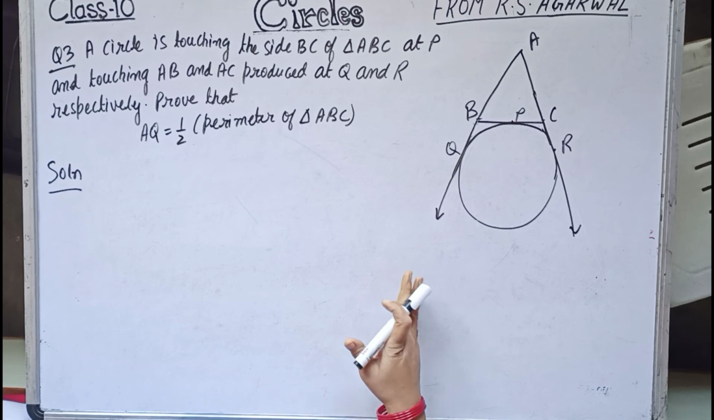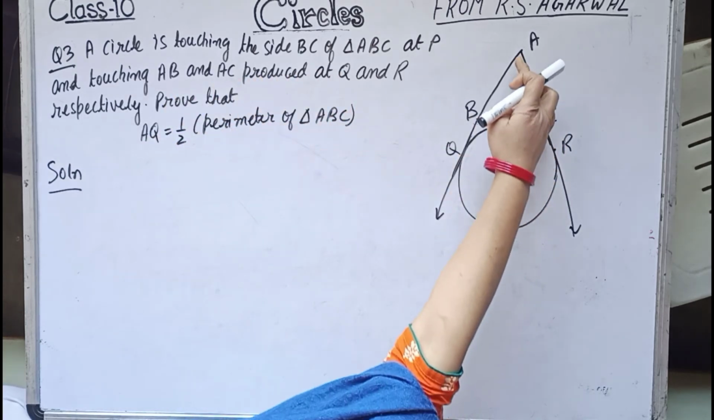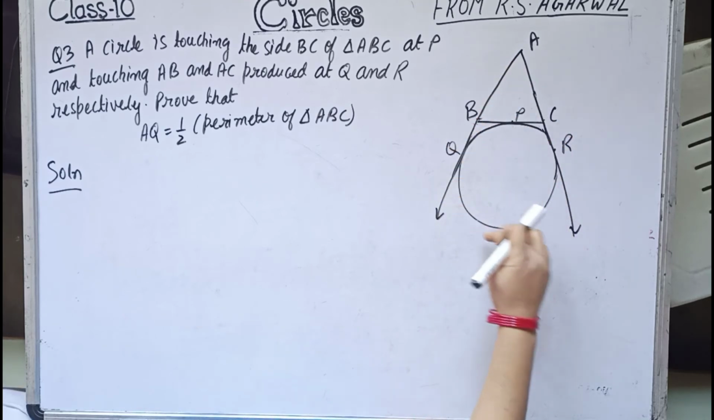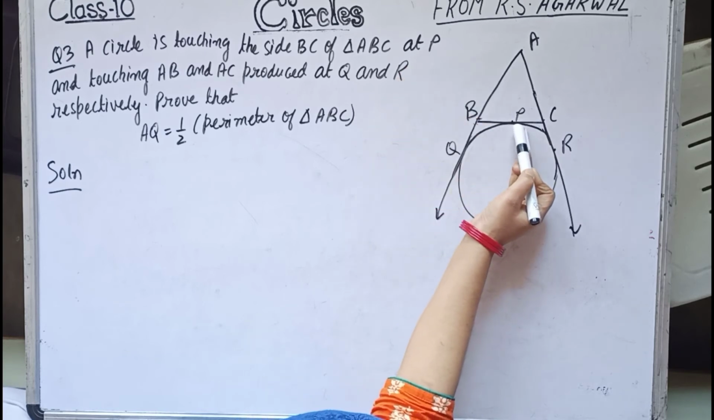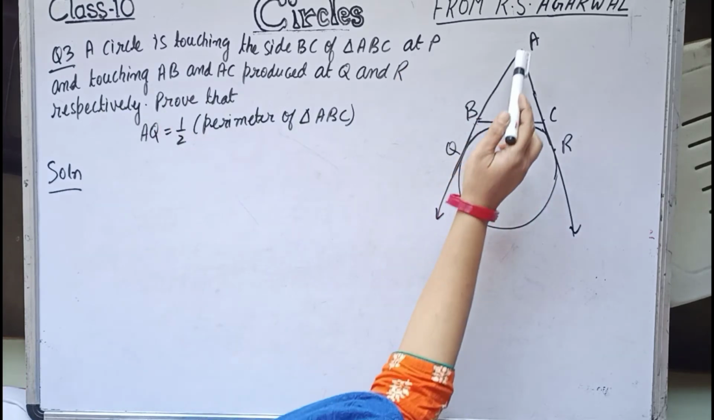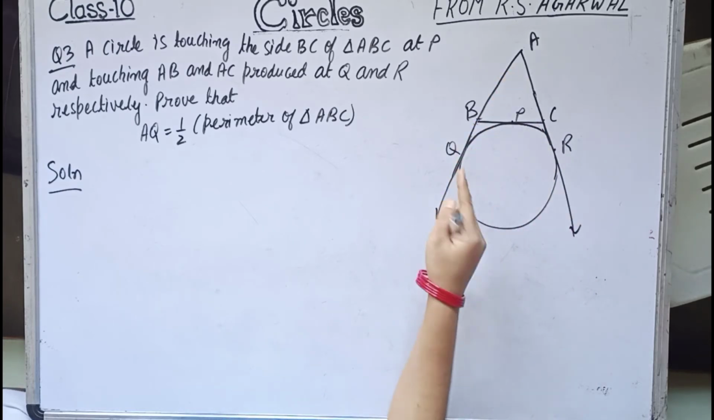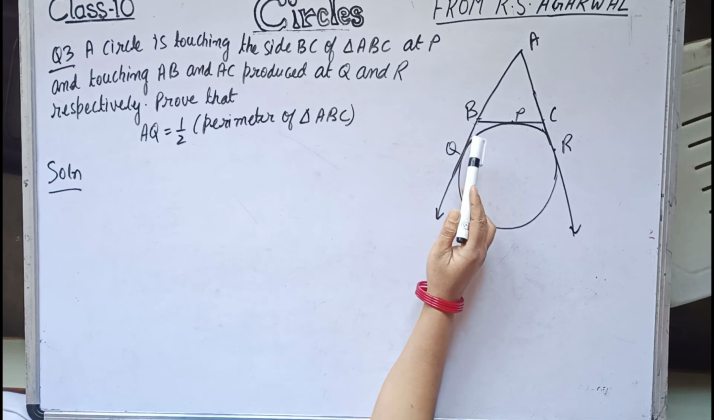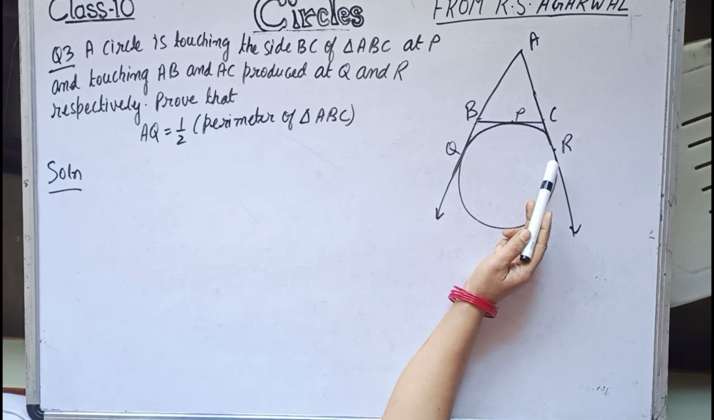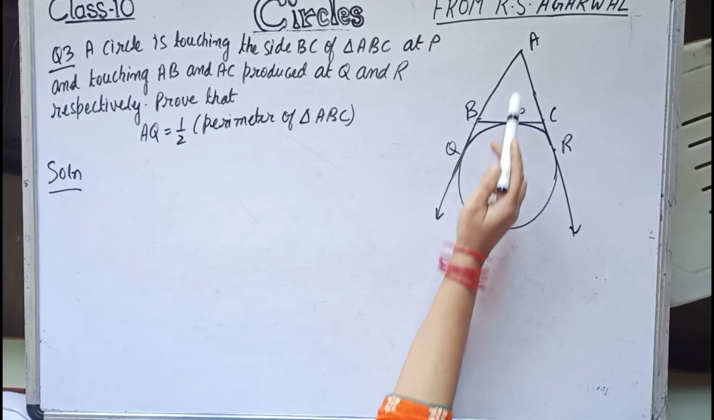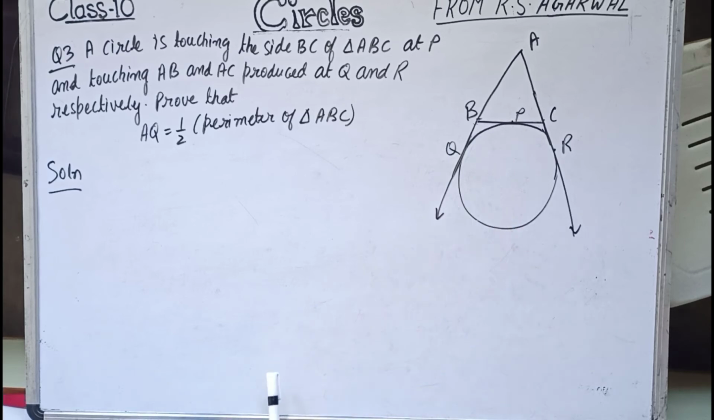Question number 3, which I have written over here, is: a circle is touching the side BC of triangle ABC at the point P, and touching sides AB and AC produced. Side AB is produced, side AC is produced, and this circle is touching AB produced at Q and AC produced at R respectively. We have to prove that AQ equals half the perimeter of triangle ABC.